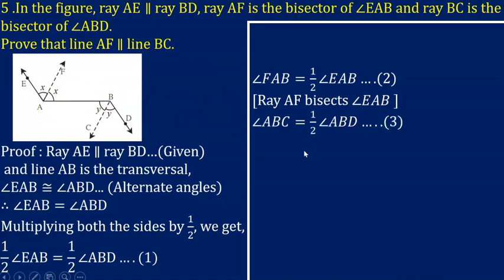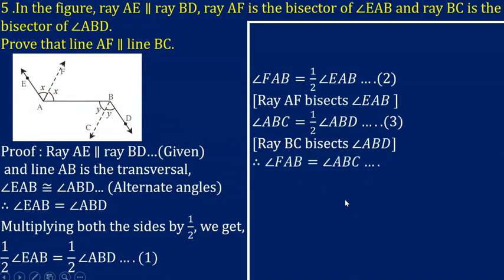Next, measure of angle ABC is equal to 1 upon 2 measure of angle ABD, as ray BC is the bisector of angle ABD. And therefore the measure of angle FAB is equal to measure of angle ABC. As the measures of these two angles are the same, their halves are also the same. Means what? Measure of angle FAB is equal to measure of angle ABC.